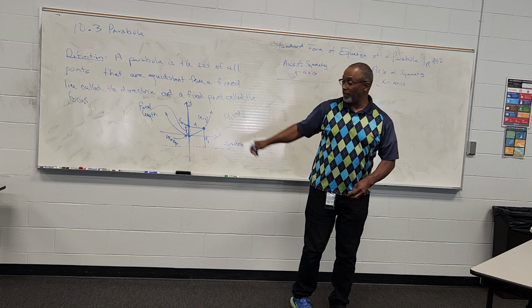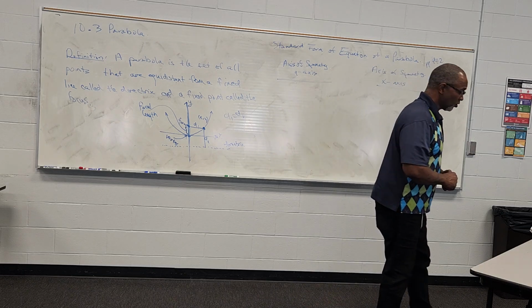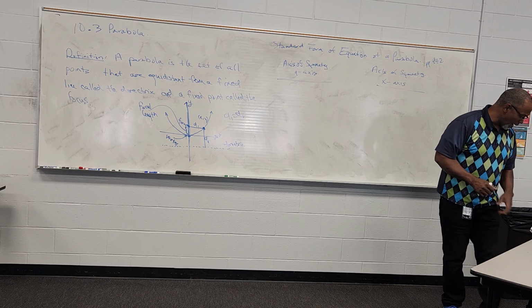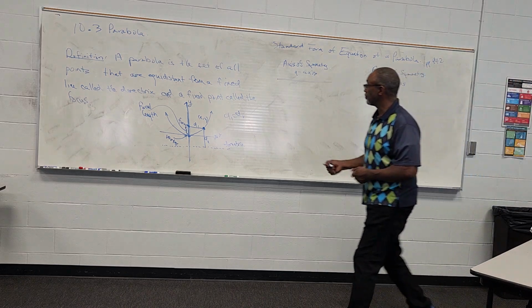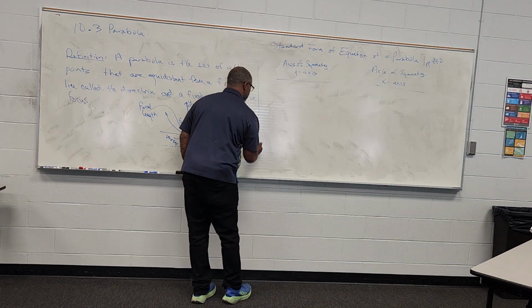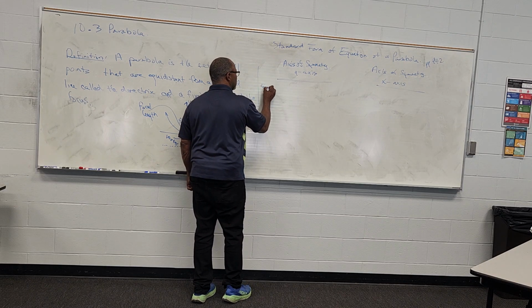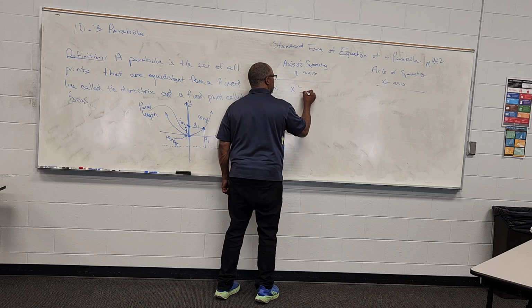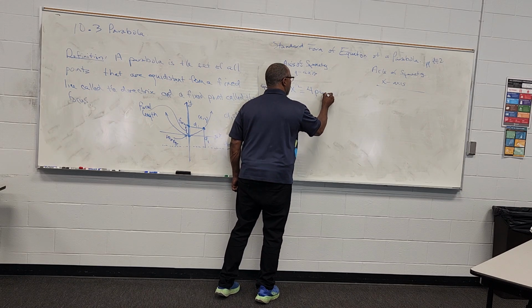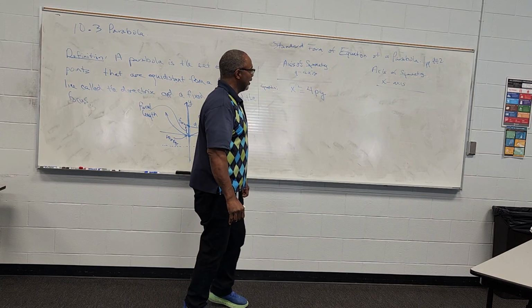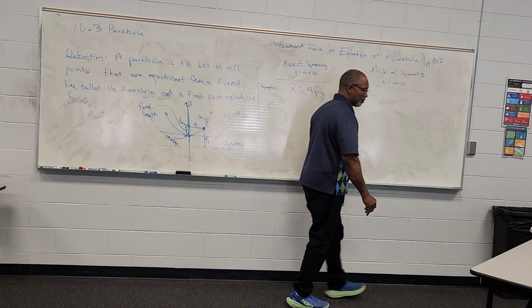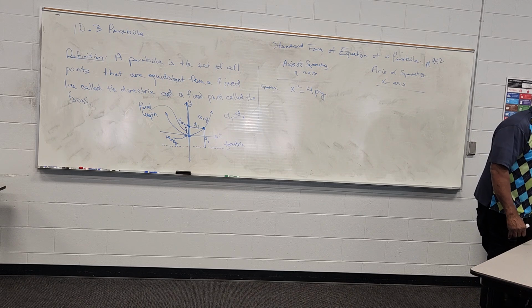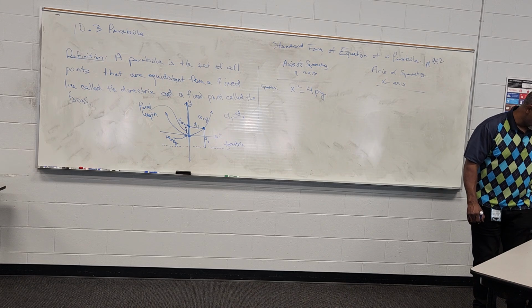The one we drew right there had the y-axis as the axis of symmetry. So if the axis of symmetry is the y-axis, the equation would be x squared equals 4py. P is a constant, and we're going to talk about what p is a little more in a moment.